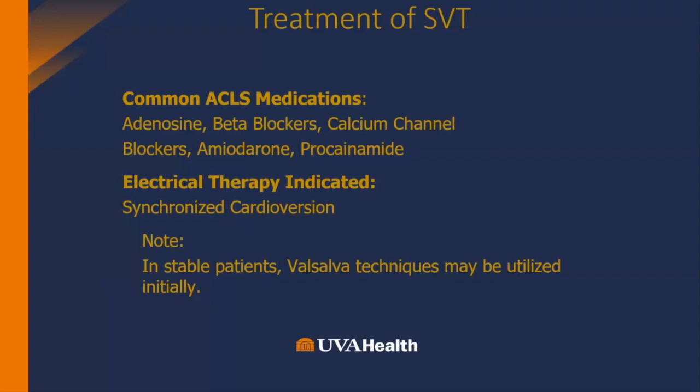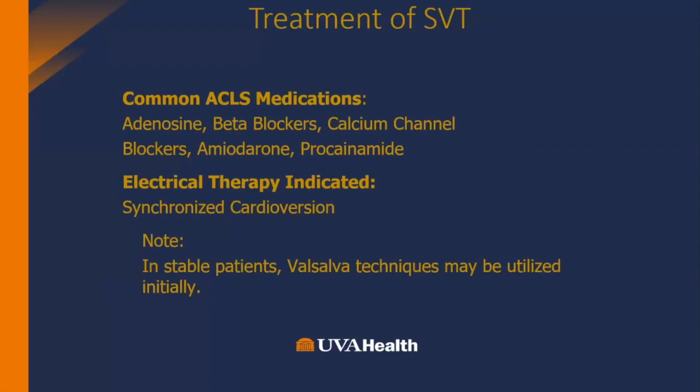If they are profoundly unstable, you would go immediately to synchronized cardioversion. That means they're hypotensive, so signs of shock, maybe an altered mental status. And synchronizing again is important to avoid the R on T, which can put someone into ventricular fibrillation.